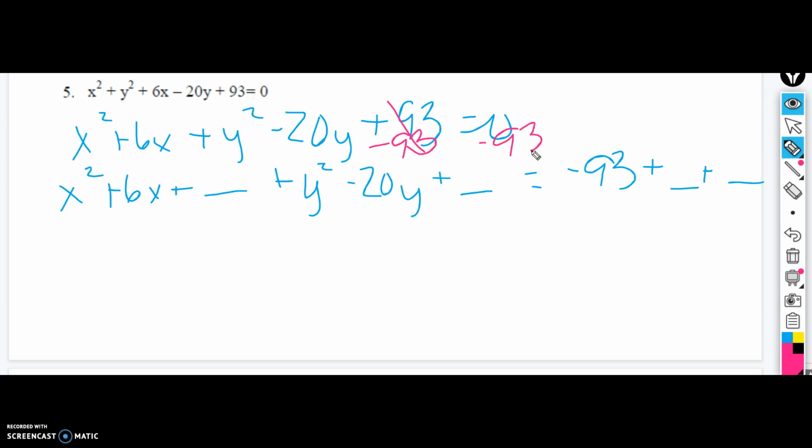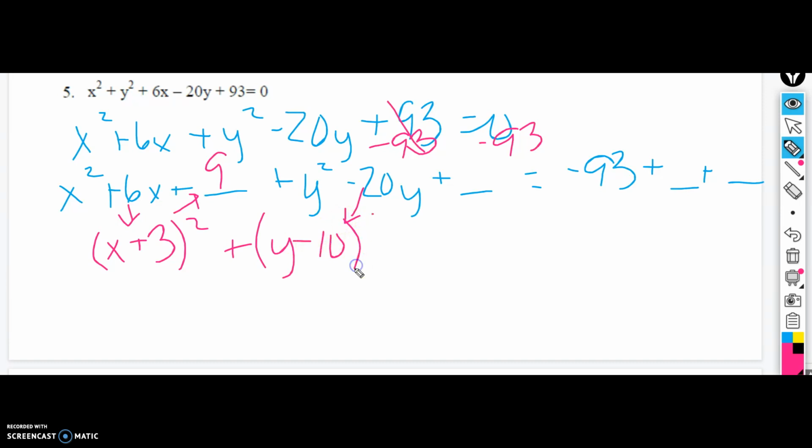All right, going forward, half of 6 is 3. Squared goes up here, 9. Plus y, half of negative 20 is negative 10. Squared, 10 squared goes up here, 100. And then over here also is 9 and 100.